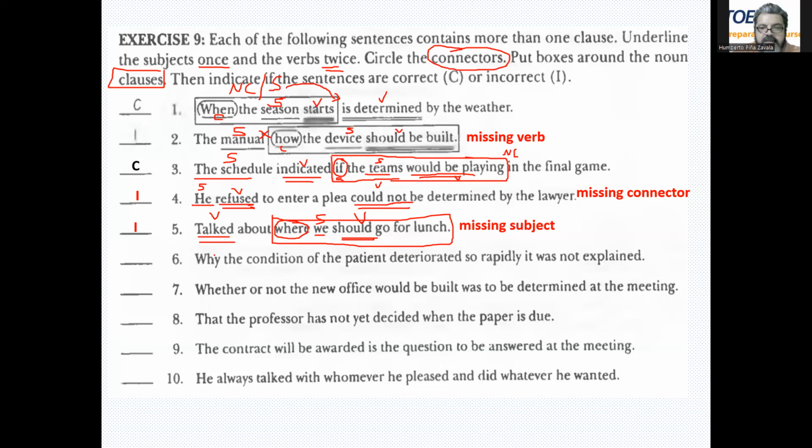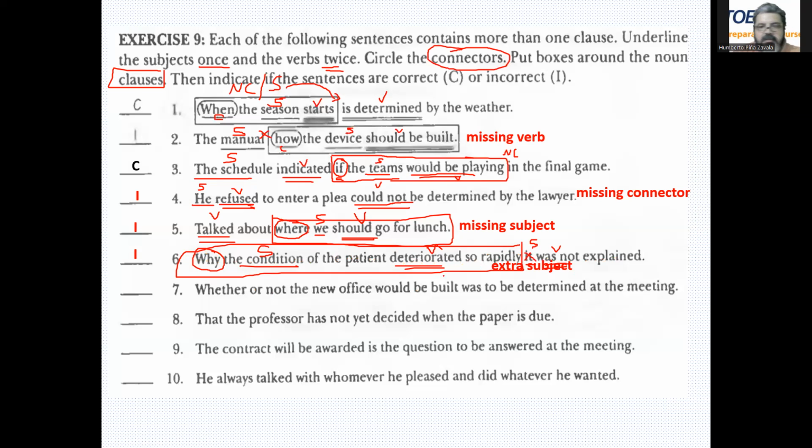"Why the condition of the patient deteriorates so rapidly, it was not explained." Why is the connector. The condition is the subject. Deteriorates is the verb. The whole thing is a noun clause. Right. It is another subject. Was not explained is the verb. So here the problem is that we have an extra subject, and the whole noun clause should be the subject for was not explained. Like all of this was not explained: why the condition of the patient deteriorates so rapidly, that was not explained.